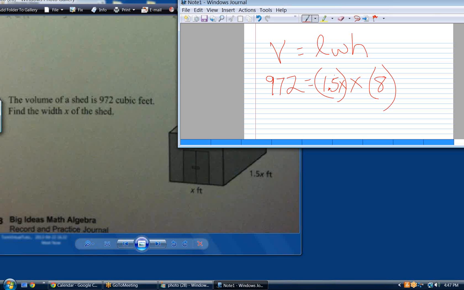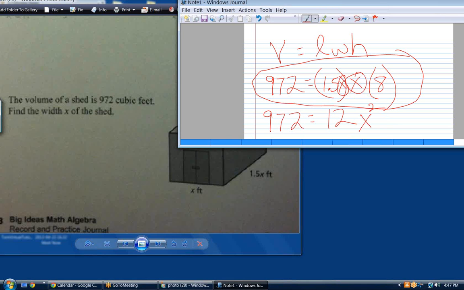Now the fact that that length was 1.5x instead of just 1.5 doesn't really matter because it still leaves me with one equation and one unknown. So what's the next step here? 972 equals what? 1.5 times 8 is 12. And what's the rest of it? 12x squared. Yeah, because you have an x times an x. That makes x squared.